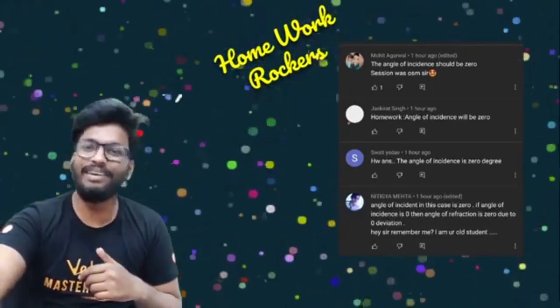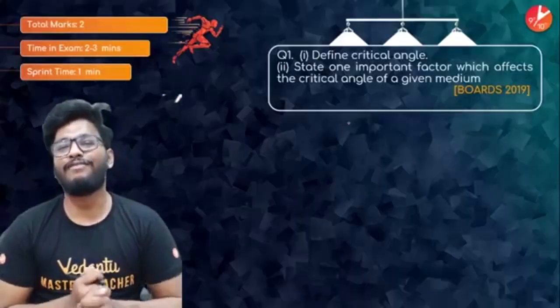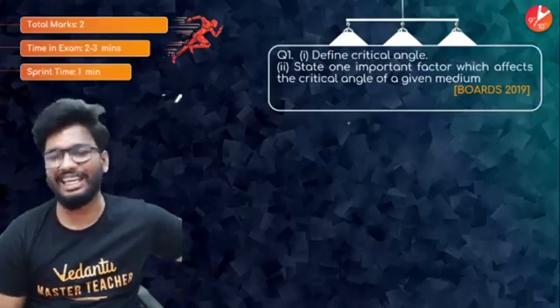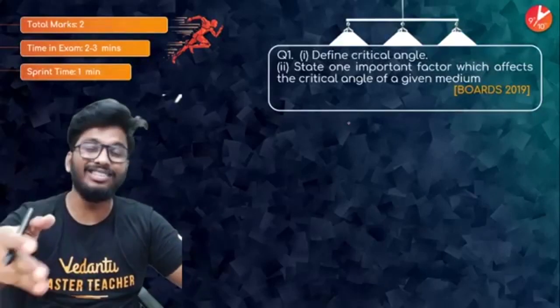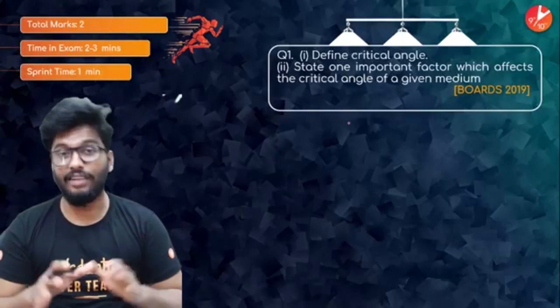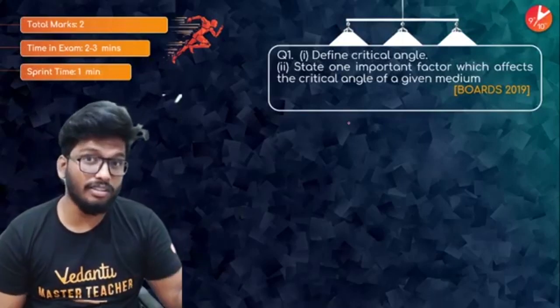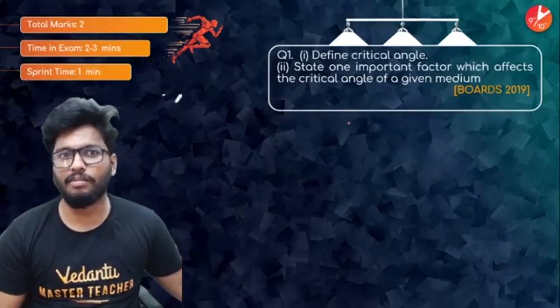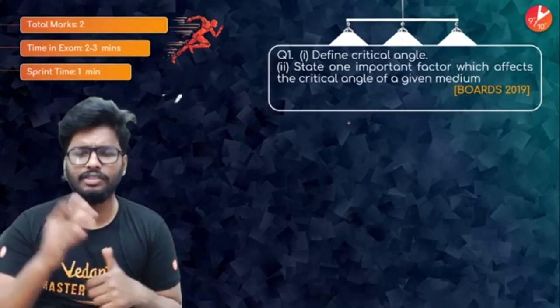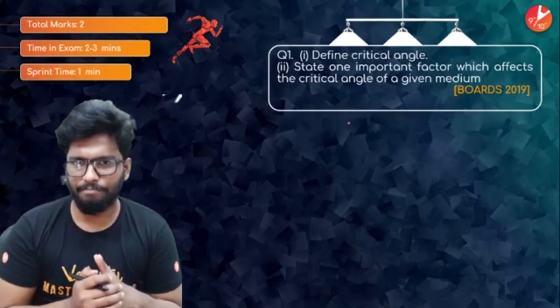So with that said, let's begin without wasting any more time. The first question is taken from a very recent question paper of yours, the 2019 board. The question is very simple. It is a 2-mark question. You can take up to 2 to 3 minutes in your exams, but we'll try to do it in one. The question is this: define what is critical angle.